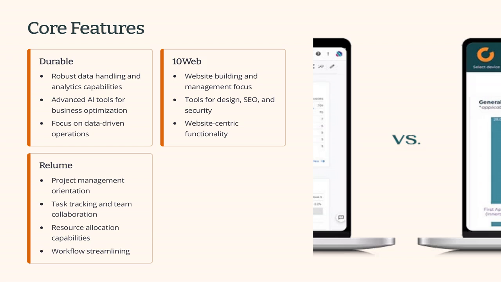Moving on to pricing, Durable offers a pay-as-you-go model, which can be cost-effective for businesses with fluctuating data needs. TenWeb uses a subscription-based model, with plans starting from $10 per month. It's a good value for money for small businesses and startups.